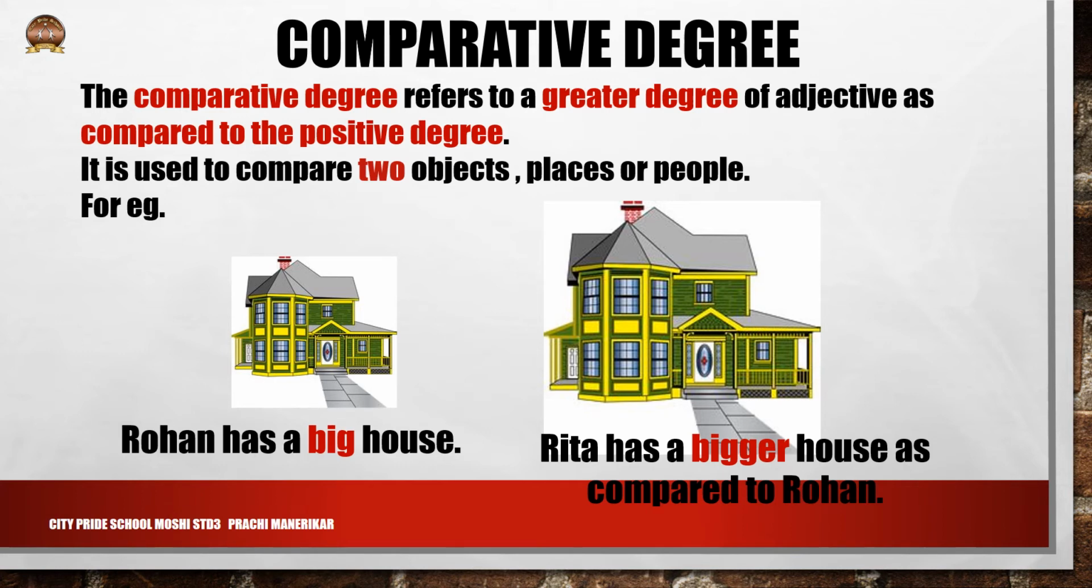Now, here again, the form of the adjective is changed. In the first sentence it was big, and in the second sentence it became bigger. This is called comparative degree. We just added er to it and made it comparative. Correct.